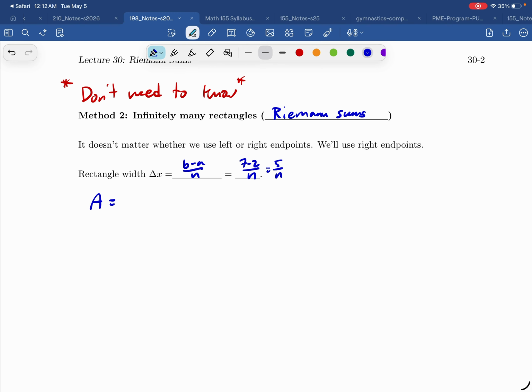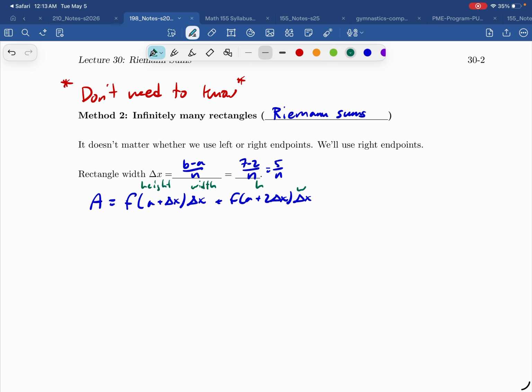Okay? Anyway, the area is going to equal a bunch of lengths times widths, right? Well, remember how we do this. It's going to be f of a plus delta x times delta x, right? Remember, this is the height of our rectangle, and this is the width. And we're just going to keep doing that, plus f of a plus 2 delta x times delta x. Again, height times width.